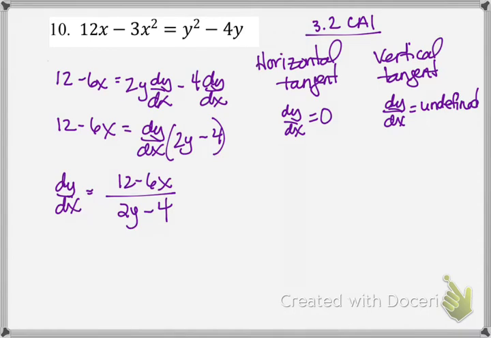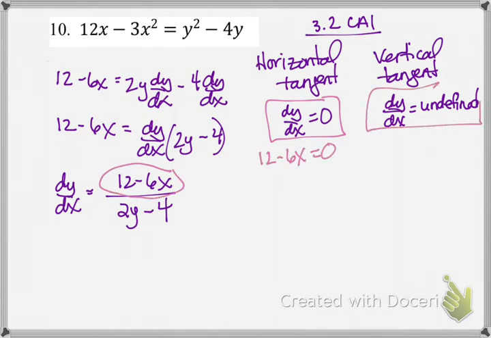So now is the part where, to find where the derivative equals 0, we're going to set this numerator equal to 0. And to find where the derivative is undefined, set the denominator equal to 0. Okay, so this one will be when x equals 2, and this is going to be when y equals 2.